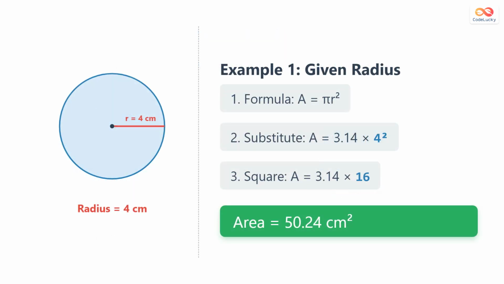Let's try a simple example. Suppose we have a circle with a radius of 4 centimeters. First, we write down our formula. Next, we substitute 4 for the radius. We square the 4 to get 16. Finally, we multiply 3.14 by 16 to get an area of 50.24 square centimeters.